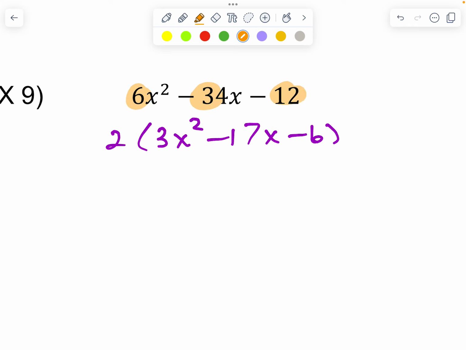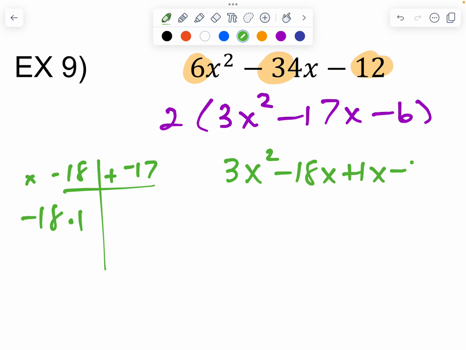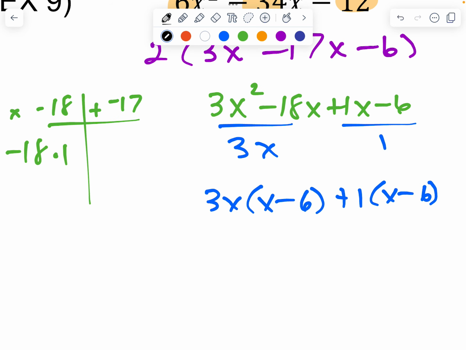I should GCF first. Then what I need to do is, because there's still a 3 in front of the x squared, I have to do this the long way. So I need to multiply 3 times negative 6. That's negative 18. And I got to add up to the middle, which is negative 17. So it seems hard, like two numbers that multiply to negative 18 and add to negative 17. It's actually pretty easy. It's negative 18 times 1 will add up to negative 17. I've got to split the middle. I need to factor by grouping. They match, and I write down 3x plus 1, x minus 6.